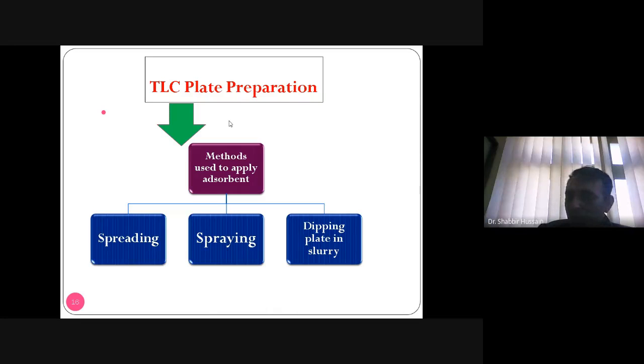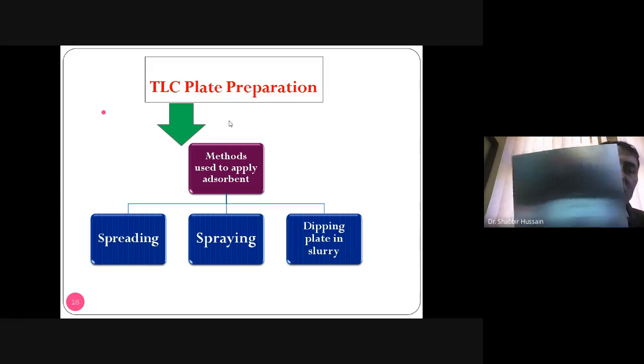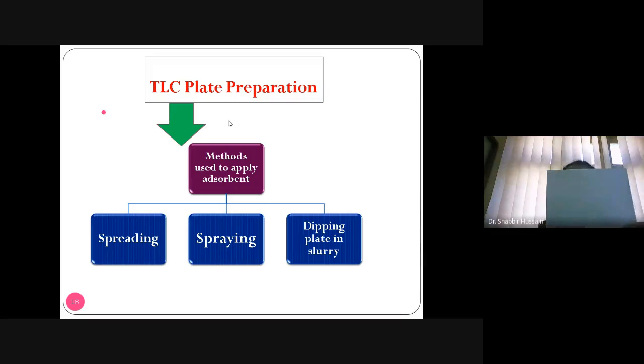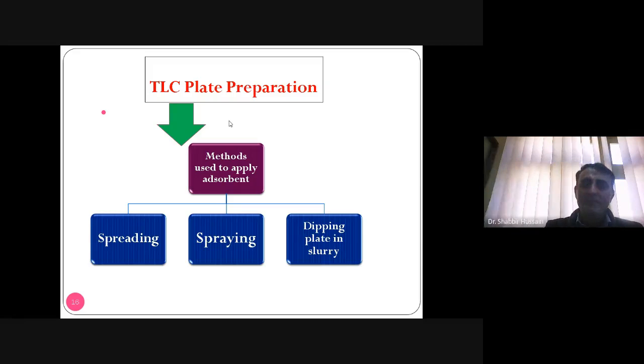Basically, we have commercial TLC plates, glass plates as well as plate sheets. So you see here, this is a TLC glass sheet. It is already coated commercially with silica gel. You can see here, this TLC is coated by silica, right? But if you want, you can also prepare it on your own.